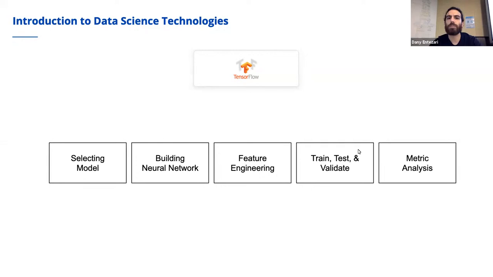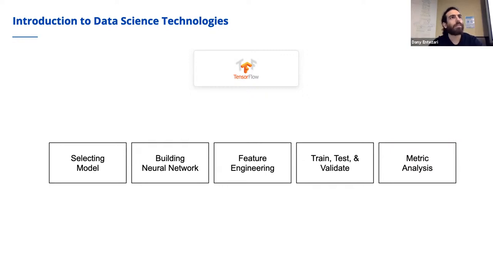Then, of course, there's something called train, test, validate. We talked about this in our previous episode. And then, of course, measuring the performance of your model. You build a model, you test it, you want to know quantitatively how good it is. Again, TensorFlow has that library. Now, everything I talked about here is not straightforward. Even if you're a master of programming, you still have to learn the foundations of statistics and probability theory to make sense of these.